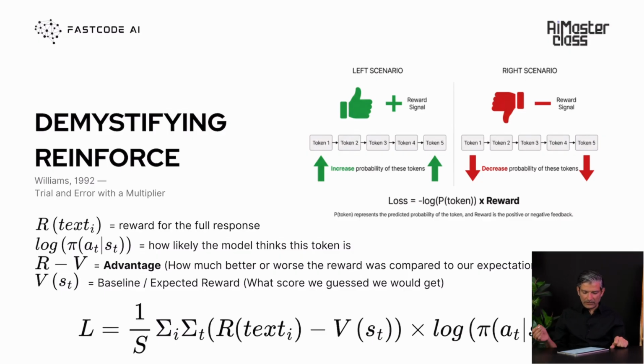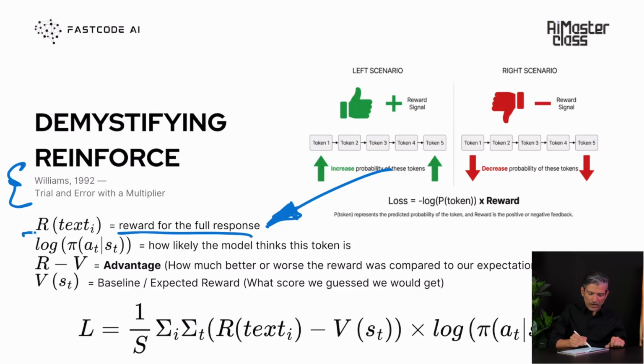What I'm saying, just what we discussed in the last slide, is we have a reward for that particular sequence. By the way, Williams et al. in 1992 came up with REINFORCE, trial and error with a multiplier, where they have this multiplier reward, and then they also introduced this additional baseline of this value function. So we have the reward for the full response for that entire sequence i, r of i. We have these individual probabilities of how likely the model thinks the current token is.